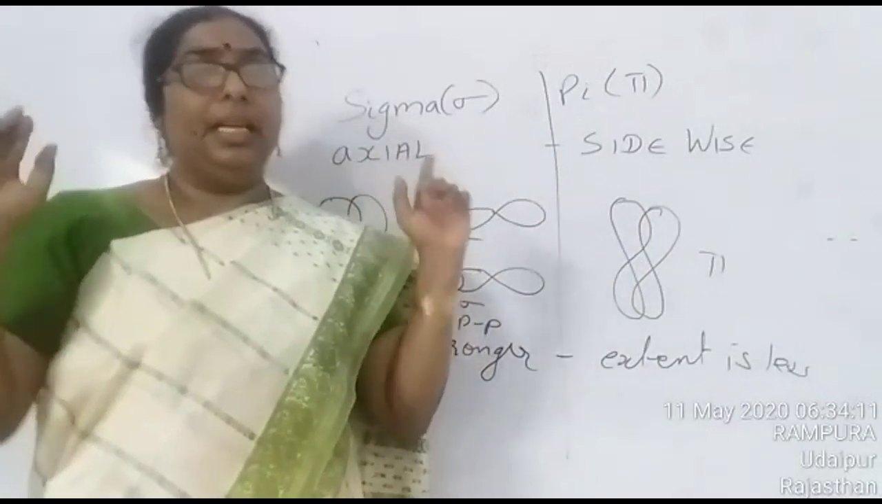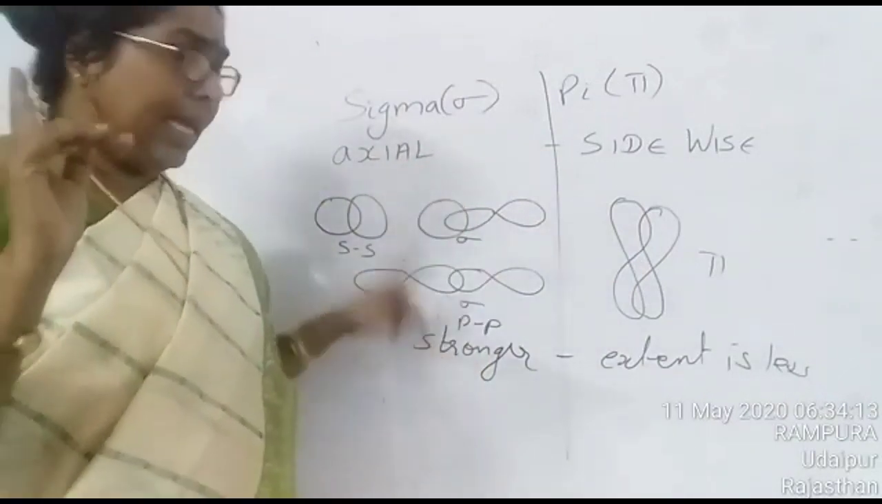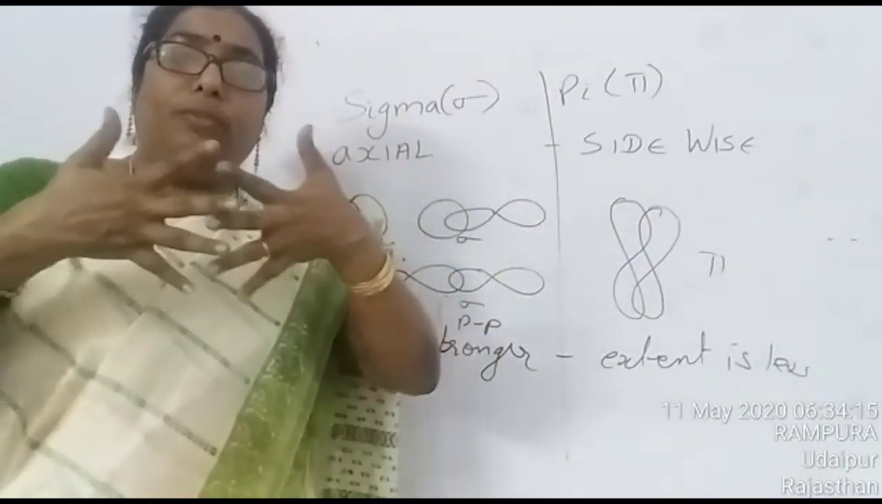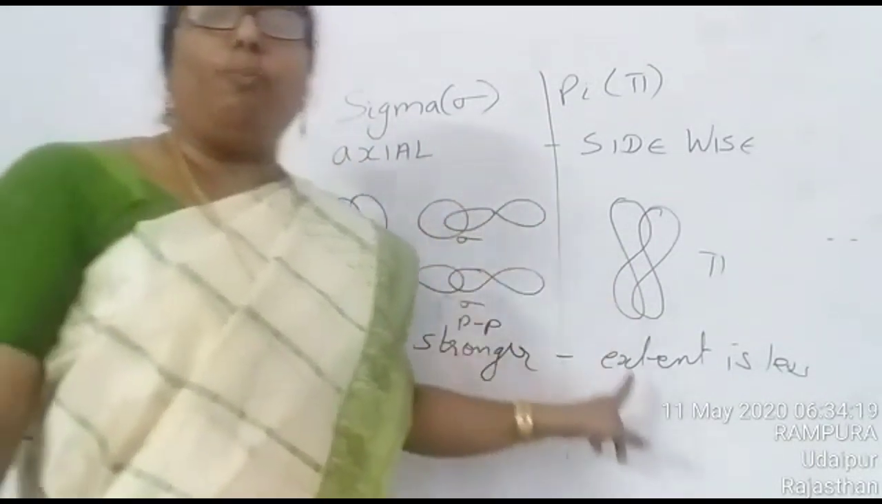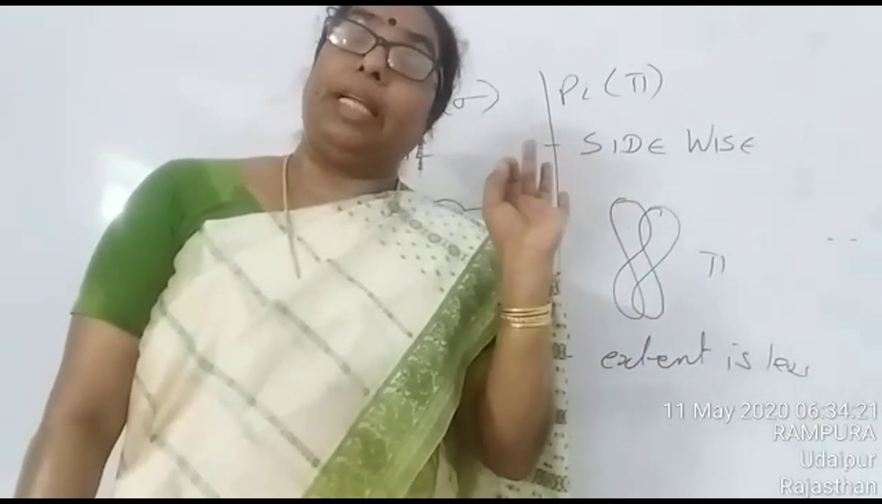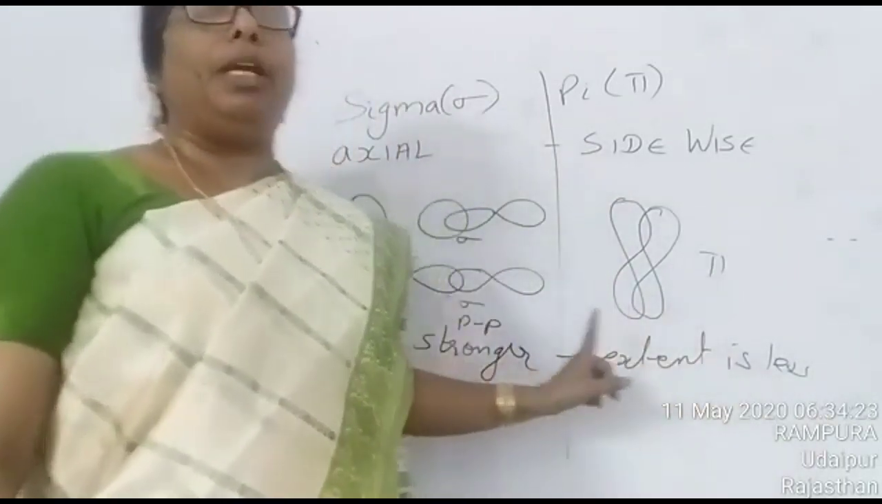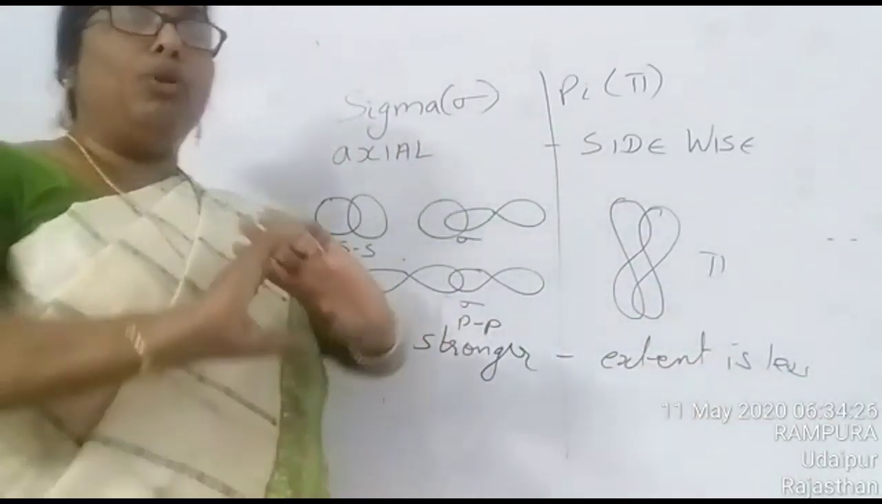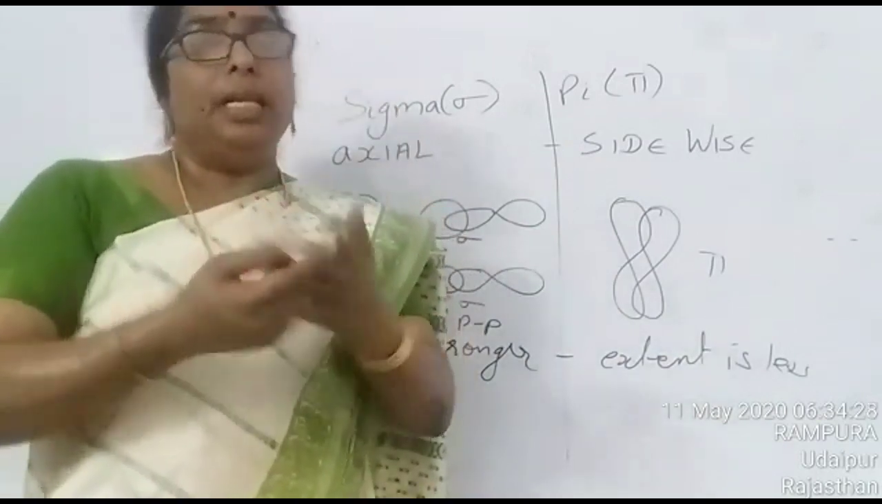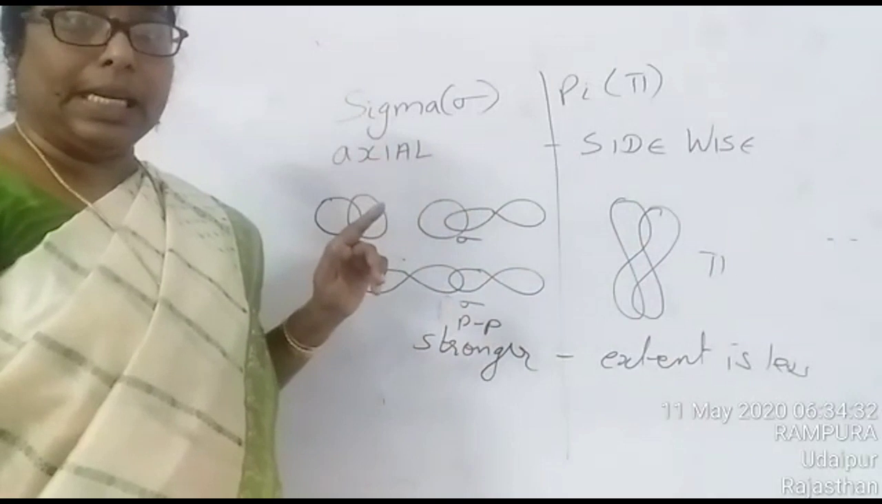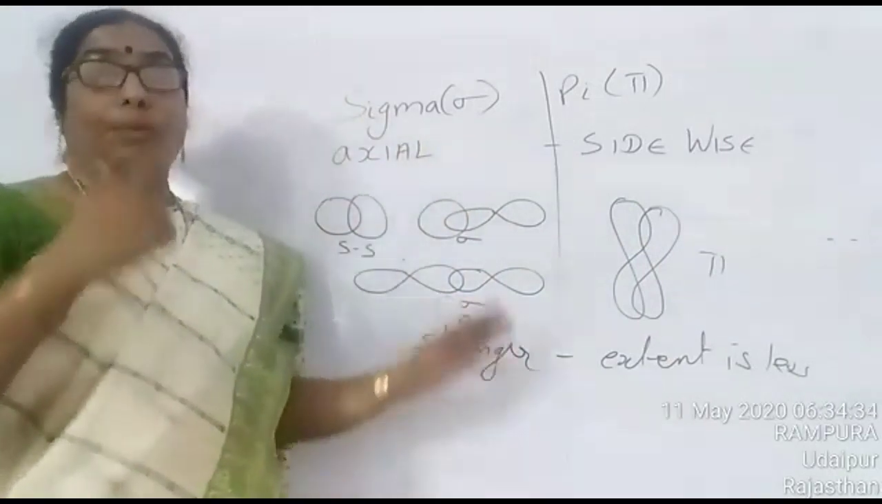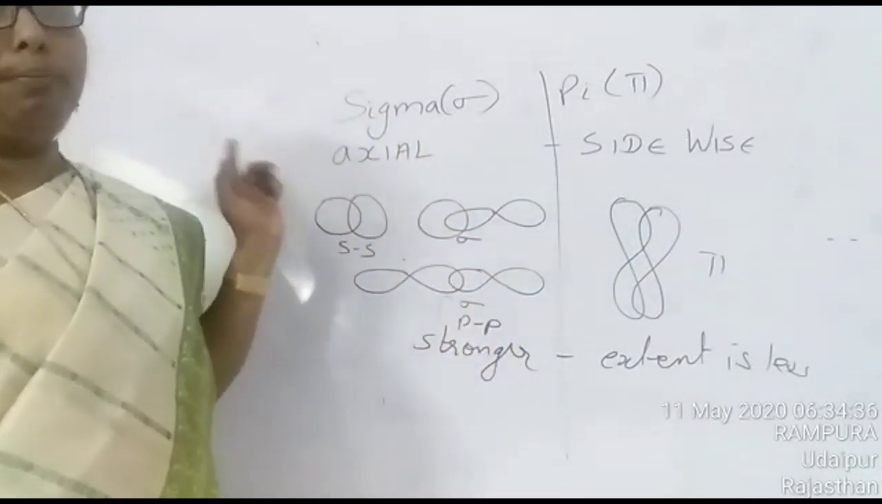Is it clear, children? So in the third point, we have seen that since the extent of overlapping is more, a sigma bond is stronger. In a pi bond, the extent of overlapping is less, so it is weaker compared to a sigma bond. In a sigma bond free rotation is possible, but in a pi bond free rotation is not possible. That is some of the differences between sigma and pi bond.